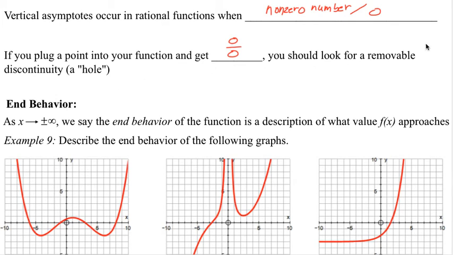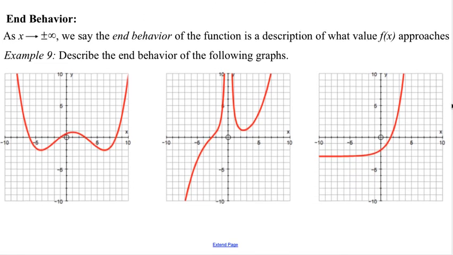Okay? So, end behavior, last topic here. Let's talk about end behavior. End behavior talks about what happens at the ends of a graph. So as x gets really, really big or really, really small, what is the function doing? This example asks us to describe the end behavior of the following graphs.